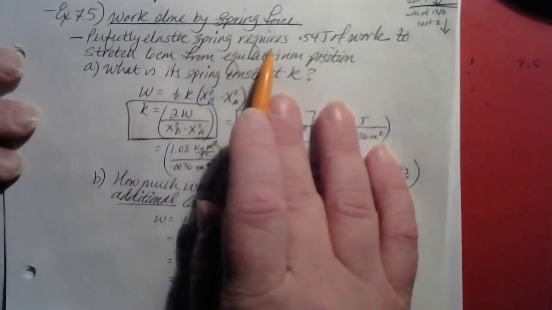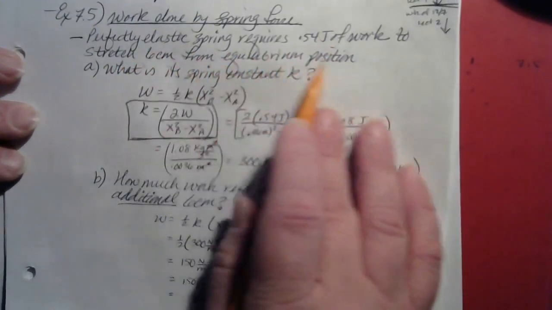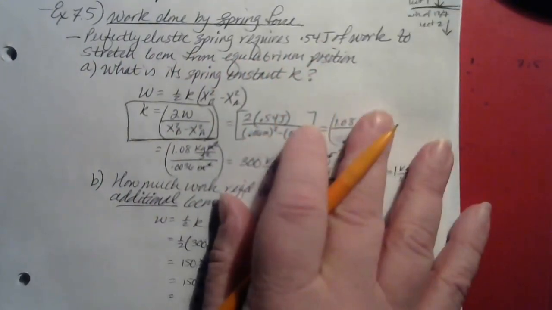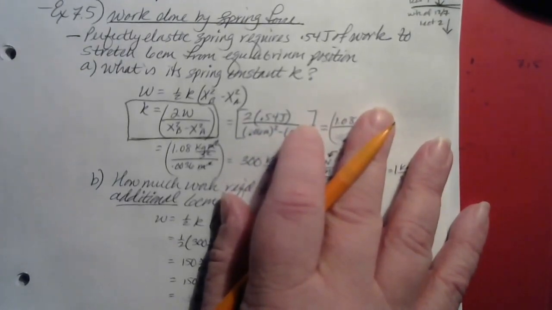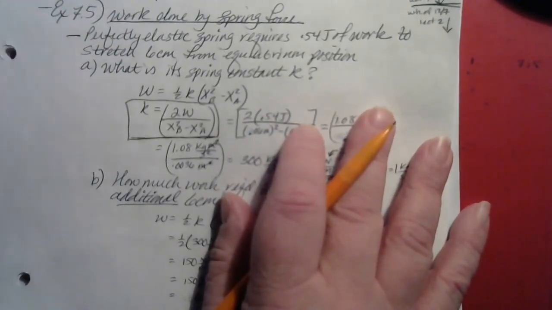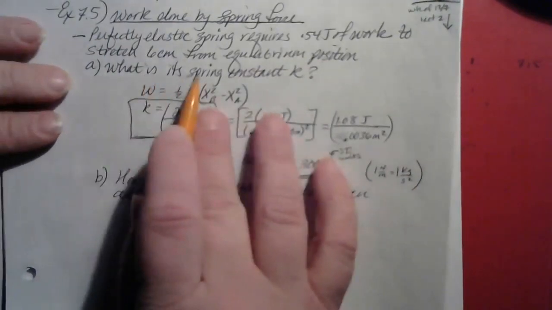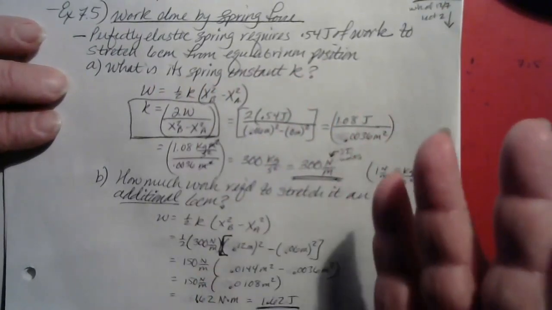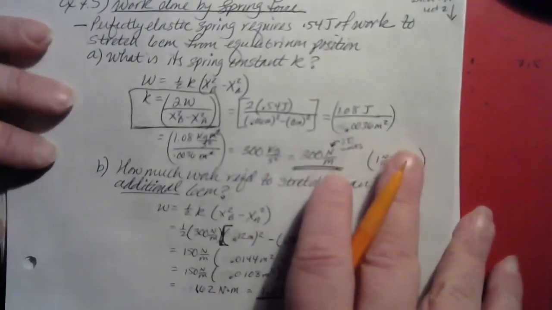So we have a perfectly elastic spring that requires 0.54 joules of work to stretch it 6 centimeters from its equilibrium position. The equilibrium position of a spring, again, is just the position that it's normally in when no outside forces are acting on it other than its own weight and the normal force if it's sitting on a surface. But no stretching or compression forces are acting on the spring when it's at its equilibrium position. The equilibrium position is usually considered to be 0, although you could assign another value for it if you wanted to, but that would just make things more complicated. So we usually call it 0.